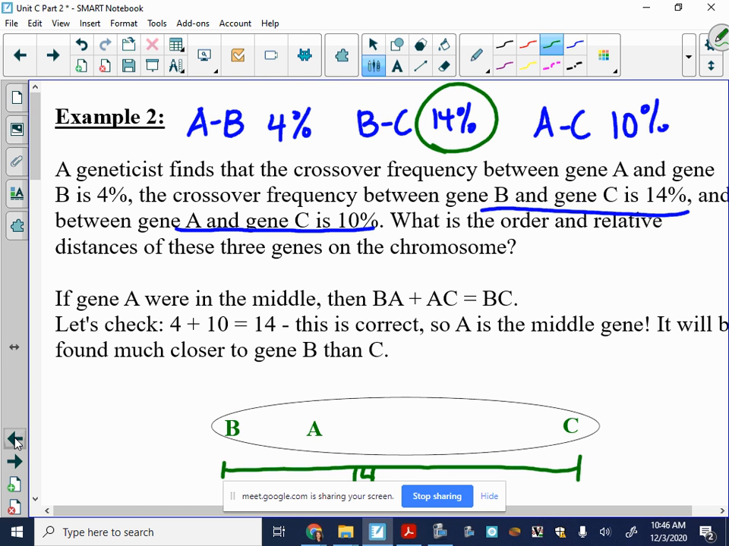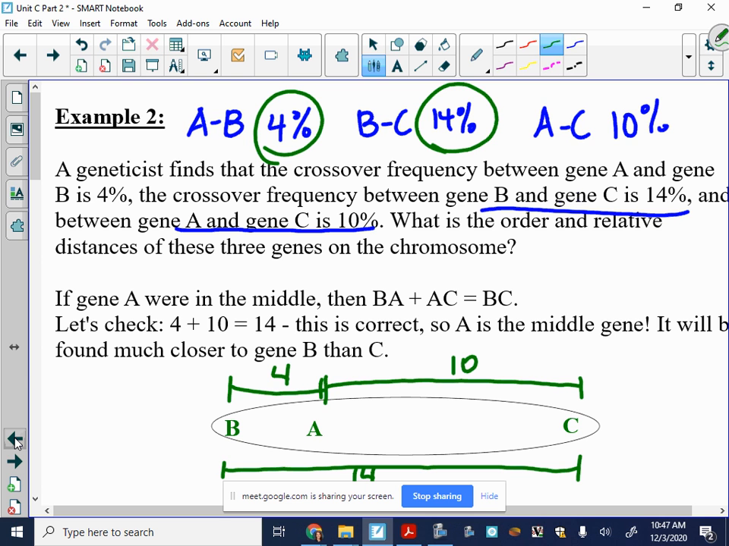Okay, that would mean that A is in the middle somewhere. Okay, so A and B are like 4 units apart. No, actually, I need to draw that there. And A and C are 10 units apart. And that's kind of how you do it.